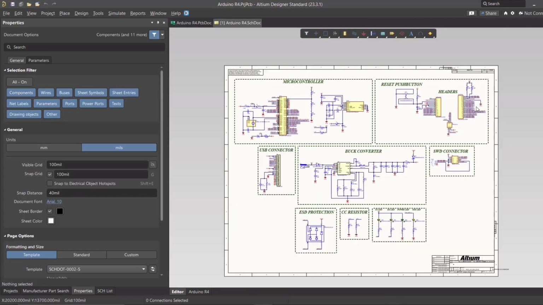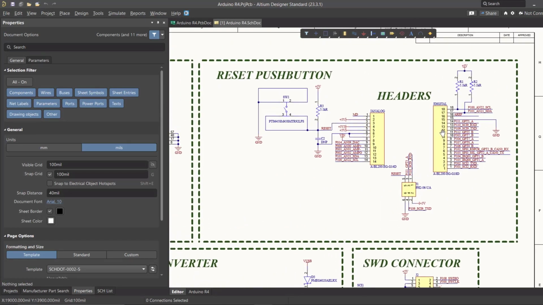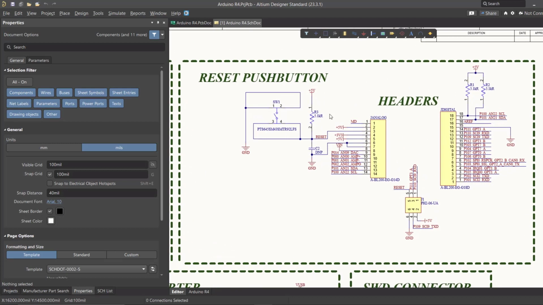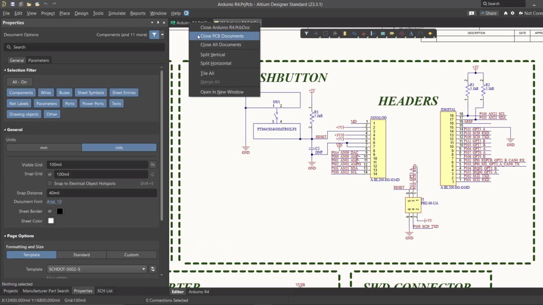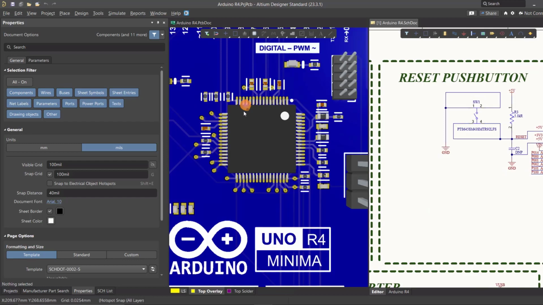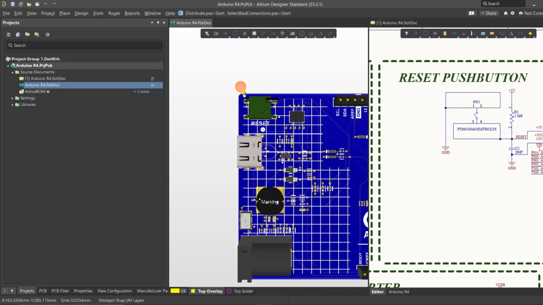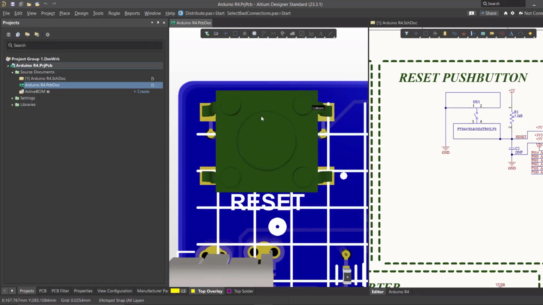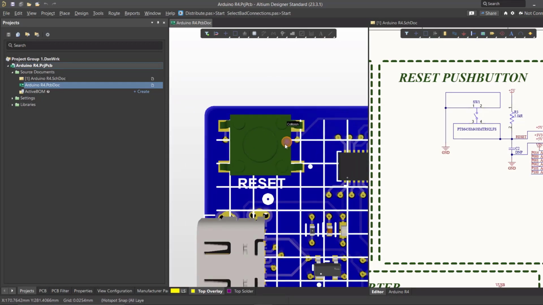Next is the reset button and the headers. The reset button on the Arduino Minima is a user-friendly feature that allows you to reset the microcontroller quickly. Pressing this button will restart the program running on the board, which can be very useful for debugging and reinitializing your project without having to disconnect and reconnect the power source.